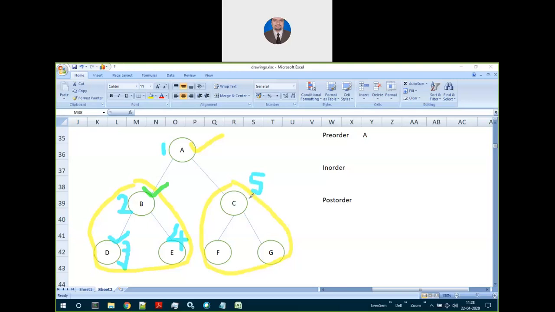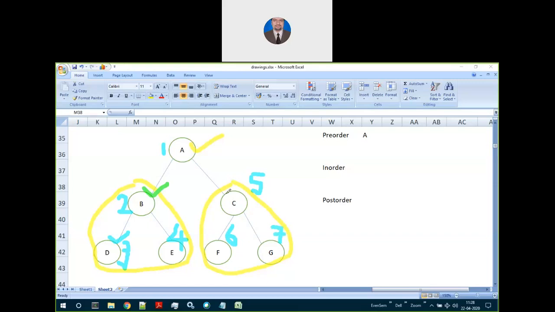Okay, then after I visit this C, its left child, who is its left child? F. So F I will be visiting next. So in the sixth turn, I will be visiting F. And then once I finish with the left, I have to visit the right of this C. Right of the C is what? G. So the next will be G.